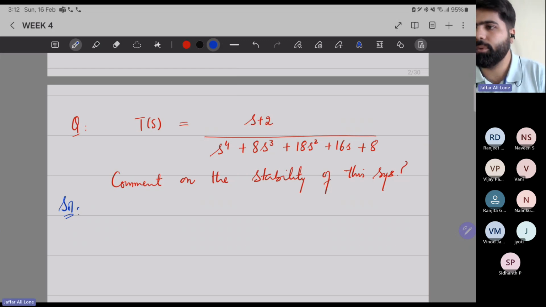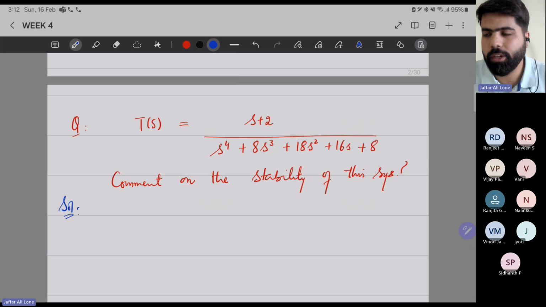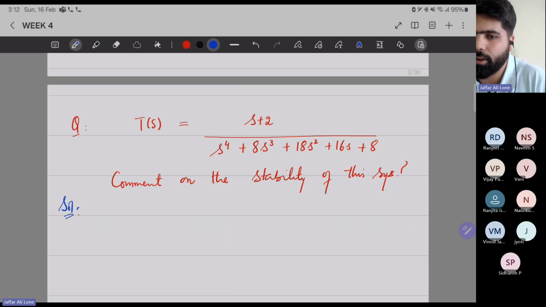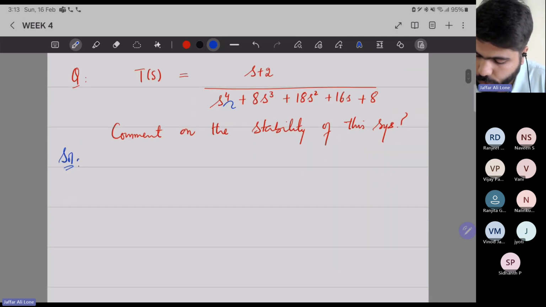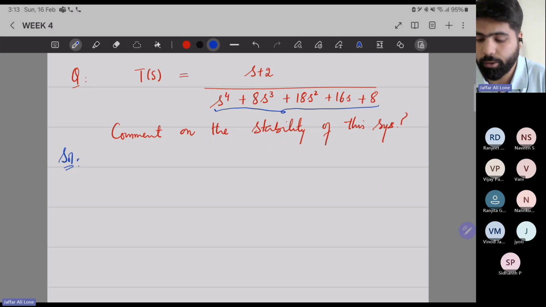So we're given this system. It's not easy to solve this fourth order equation. It is very time-consuming, so we solve this with the help of Routh-Hurwitz criteria. What we do is take the characteristic equation. We know this is a closed loop transfer function, so this denominator is the characteristic equation.